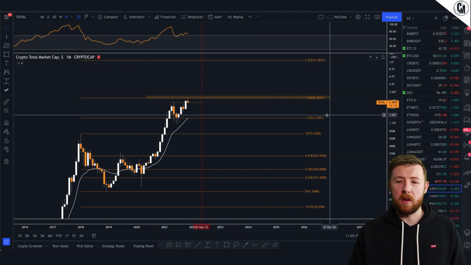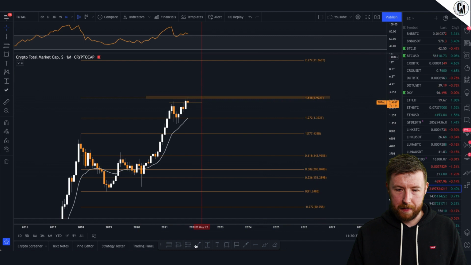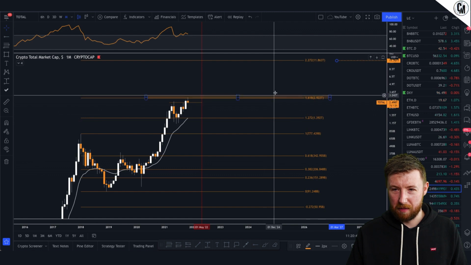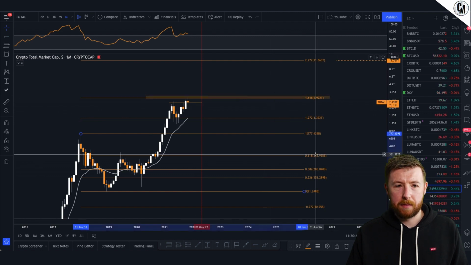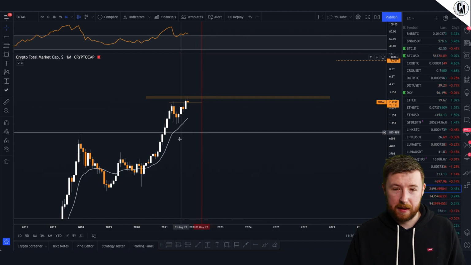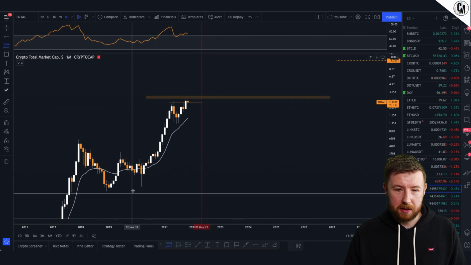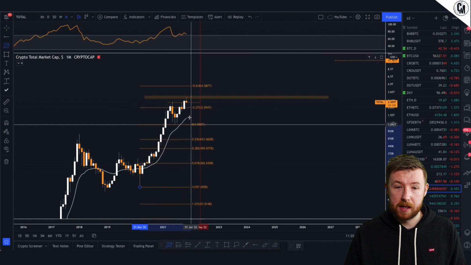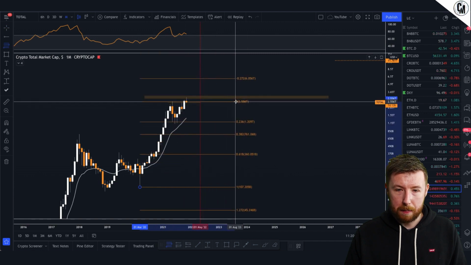But let's look at a few other levels, right? Bear with me. Just remember that area, roughly around there. So again, okay, let's talk about another situation that we've got here. We've got two situations, really. So we've got this COVID crash. We went to that level here and we pulled back, right?